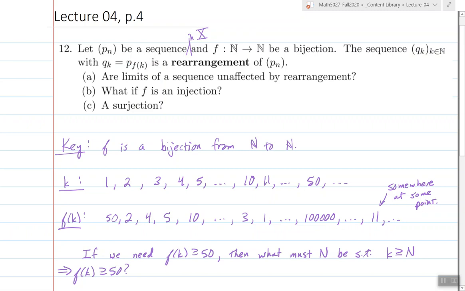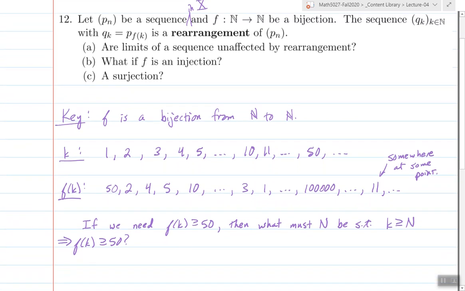So the idea with this is a rearrangement is not a subsequence necessarily, because the terms don't necessarily appear in order. And so they ask in part A, are the limits of a sequence unaffected by a rearrangement? I think you should think about this problem on your own. I just give you kind of a key here.